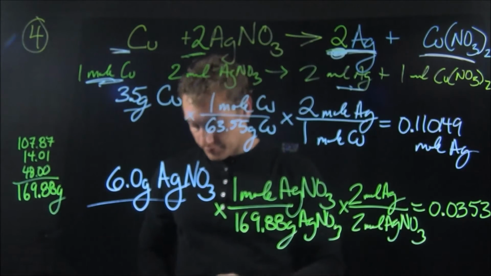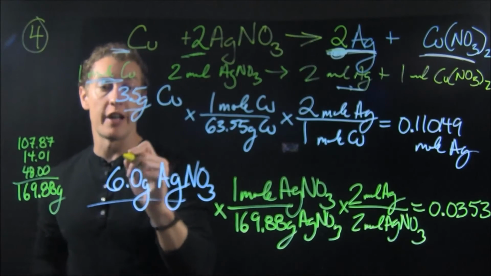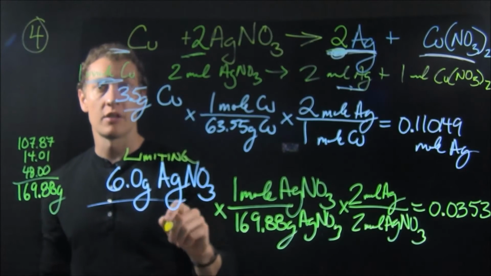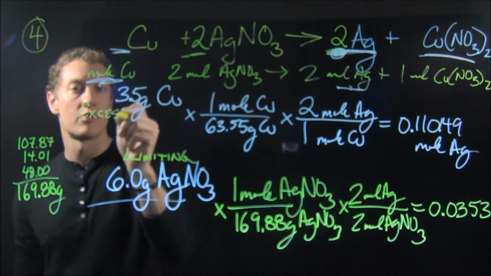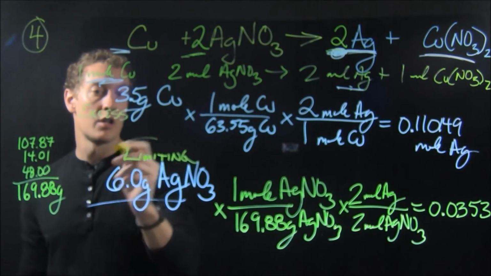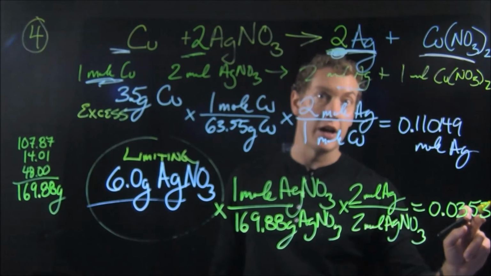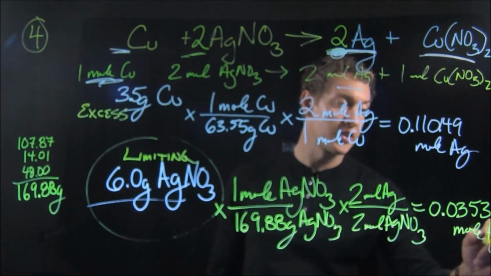This is smaller. So that means silver nitrate is our limiting reactant, and copper is our excess reactant. How much silver are we going to make? Well, we're going to make 0.035319 moles of silver.